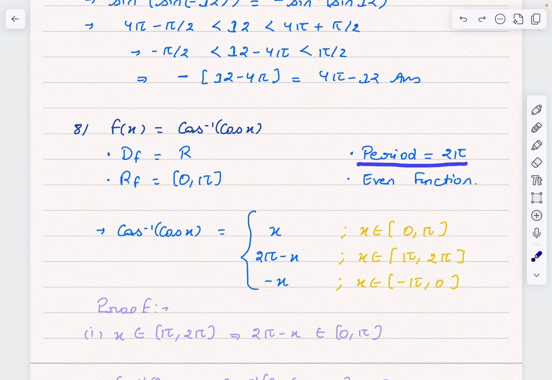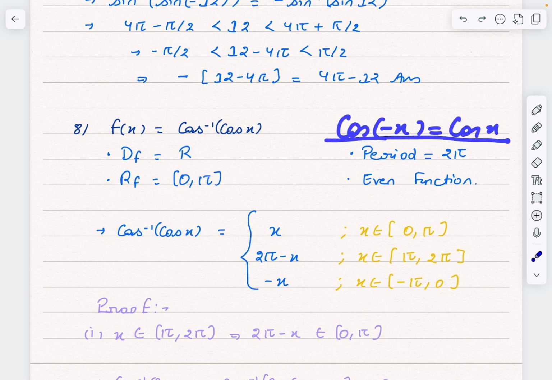Again, the period will be 2 pi, and it will be an even function because if you remember, cos of minus x will be equal to cos of x. So it will be an even function.